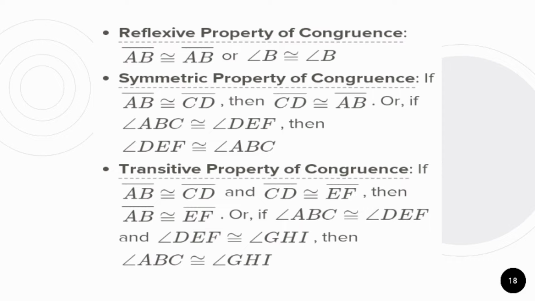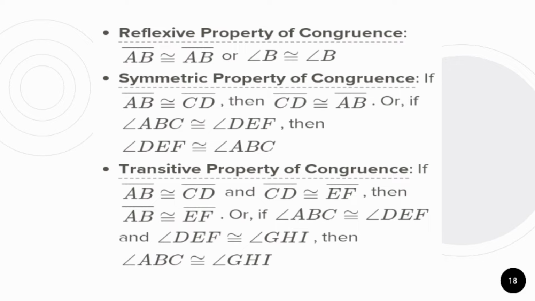Next property is the symmetric property of congruence. When a relation has a symmetric property, it means that the relation is true between two things in either order. So, if segment AB is congruent to segment CD, then segment CD is congruent to segment AB. Or if angle ABC is congruent to angle DAF, then angle DAF is congruent to angle ABC.